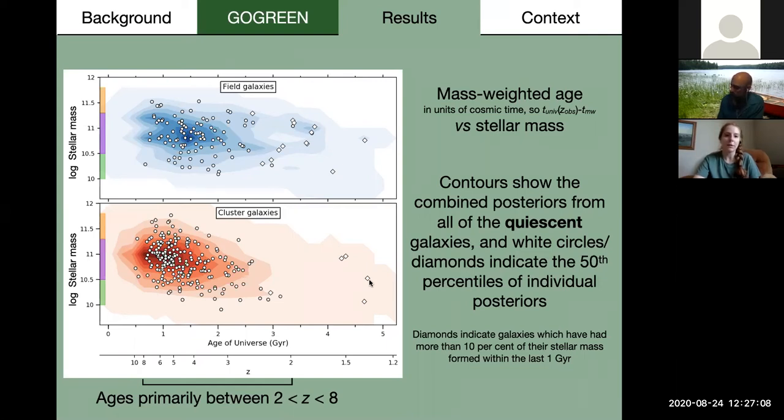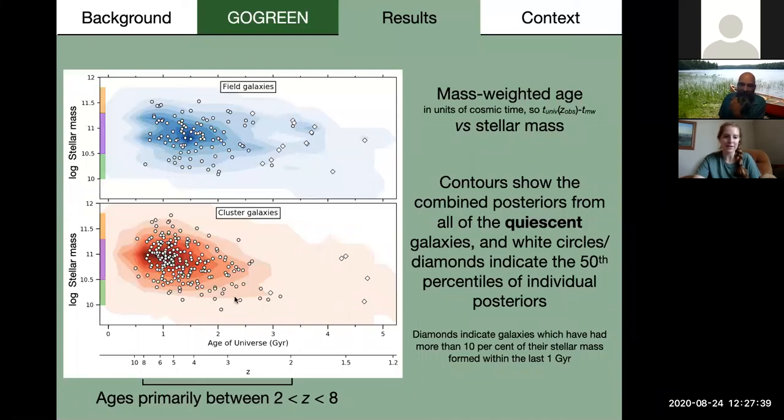So the main thing that I want you to notice here is that already you can get a sense of the general result of this work, which is that looking at the contours, the cluster galaxies tend to be forming, or their mass-weighted ages tend to have been earlier than the field galaxies. So the mass-weighted ages of the field galaxies exist over a much larger variety of times in the universe than the cluster galaxies.